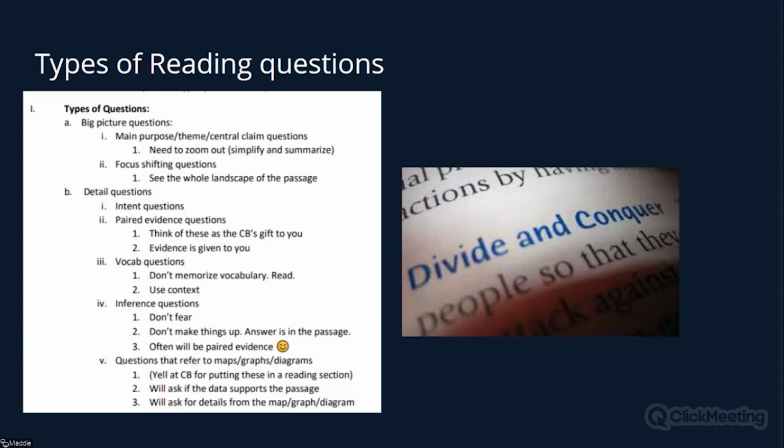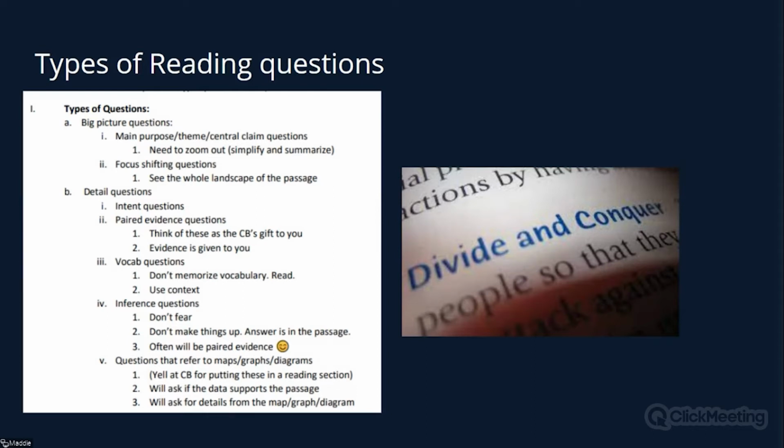With big picture questions, I may have missed some, but there were two main ones that I thought of. The first one is the questions that ask about the main purpose of a passage, the theme of the passage, or the central claim. Again, for these, you're going to have to be able to zoom out from the passage and simplify what it has said and summarize it. So think of it as trying to create one short, simple sentence summary of the entire passage, which would include the main point.